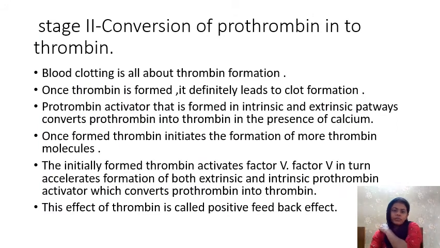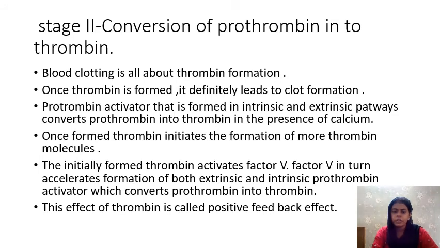So stage 2, conversion of prothrombin into thrombin. Blood clotting is all about thrombin formation. Once the thrombin is formed, it definitely leads to clot formation. Prothrombin activator that is formed in the intrinsic and extrinsic pathway converts prothrombin into thrombin in the presence of calcium. Once formed, thrombin initiates the formation of more thrombin molecules.